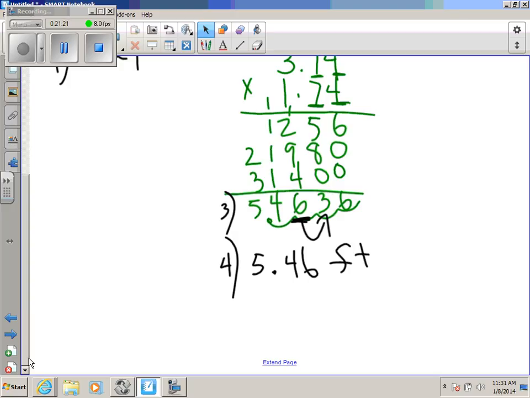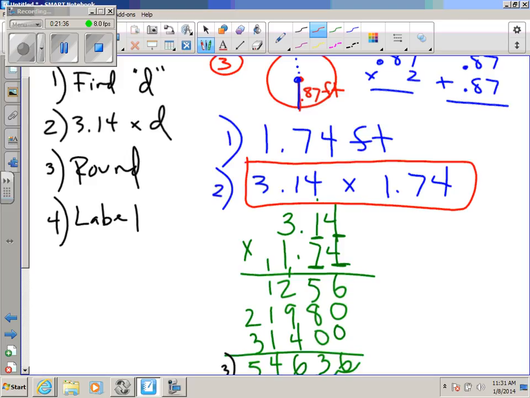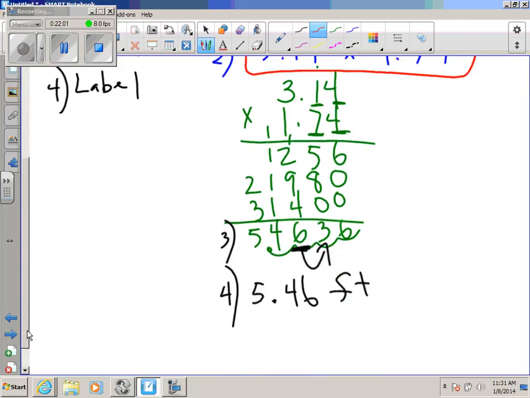How do you know if you're way off or if you're close? Can you determine that? Yes. If I look at my original, you have to find D, and if you can't find D correctly, you're going to be in trouble anyway. But once you find D, what would you round 3.14 to? 3. How about 1.74? 2. What's 3 times 2? Did we get something in the neighborhood of 6? 5.4? Close enough, right?